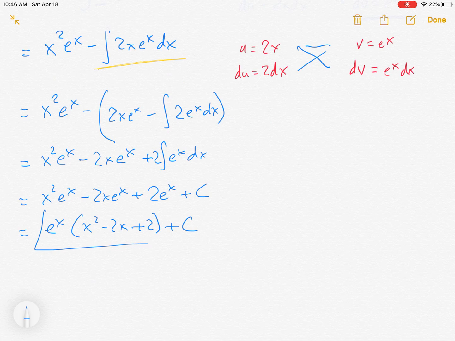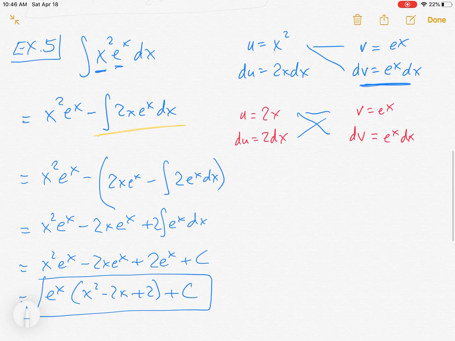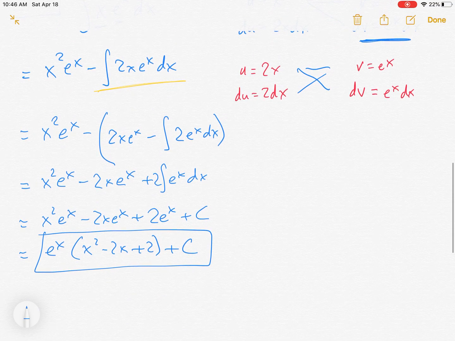There's our answer. You might notice we could factor an e to the x out of this, and we have x squared minus 2x plus 2. And that is as good as it gets. Nice little problem there. And you might be starting to see, when do I let x be u? When do I let e be u? When do I let ln of x be u? When do I let those be dv?